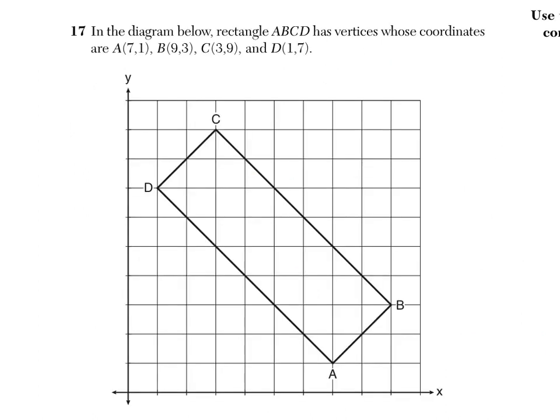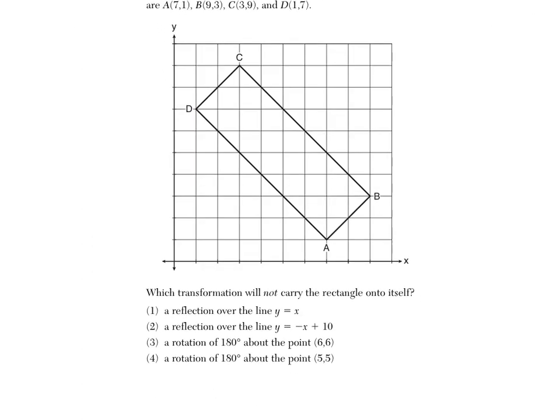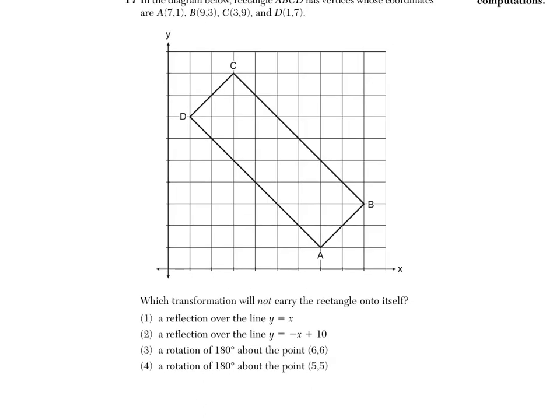Question number 17. In the diagram below, rectangle ABCD has vertices whose coordinates are (7, 1), (9, 3), (3, 9), and (1, 7). And it says, which transformation will not carry the rectangle onto itself? All right. What I'm going to do right now before I do anything else is highlight the word not, because it looks like 3 out of these 4 options will carry the rectangle onto itself, but one of them will not. And we'll start with number 1.